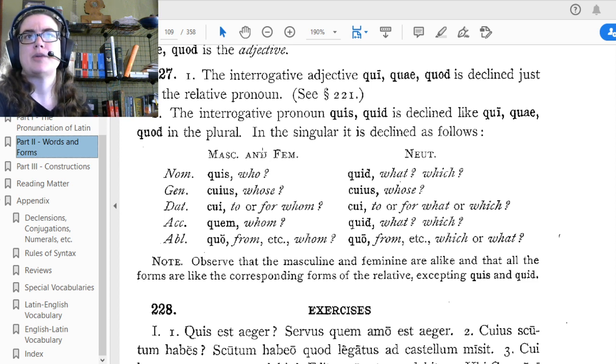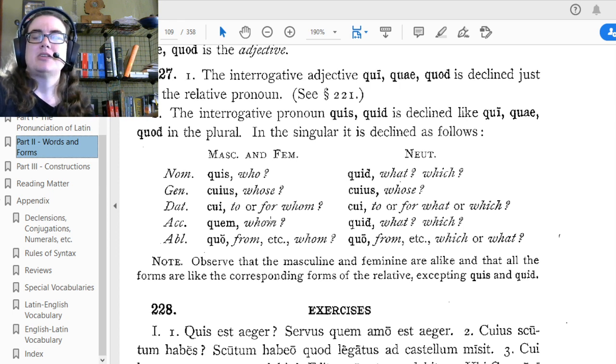So there's no separate feminine form. But in the plural, it's the same. So in the plural, everything's the same. This is not confusing at all. It is confusing, but it's less confusing than it seems.